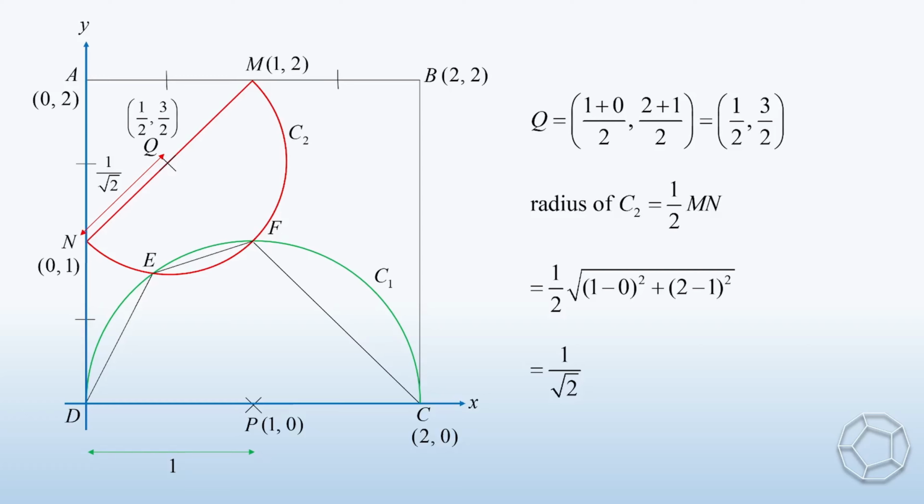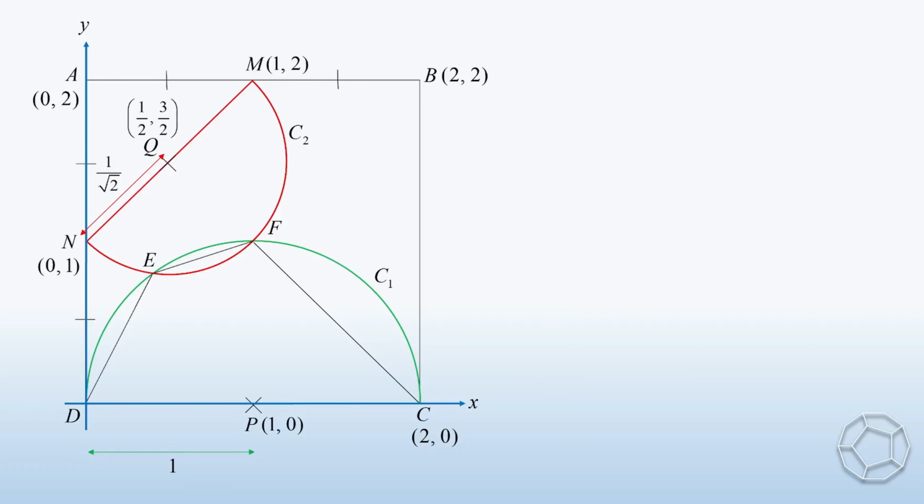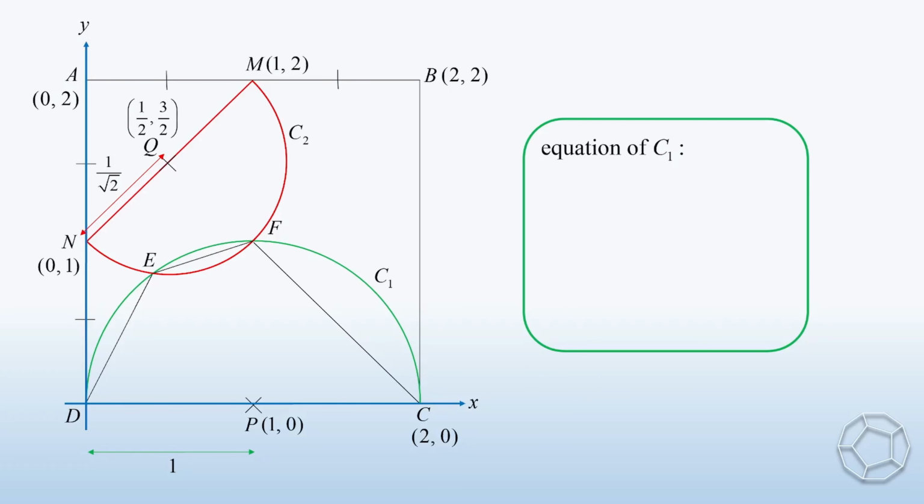Alright, everything is ready. We can figure out the equations of the semicircles. For C1, it is (x - 1)² + (y - 0)² = 1². Expanded and simplified, we have x² + y² - 2x = 0. We call this equation 1.